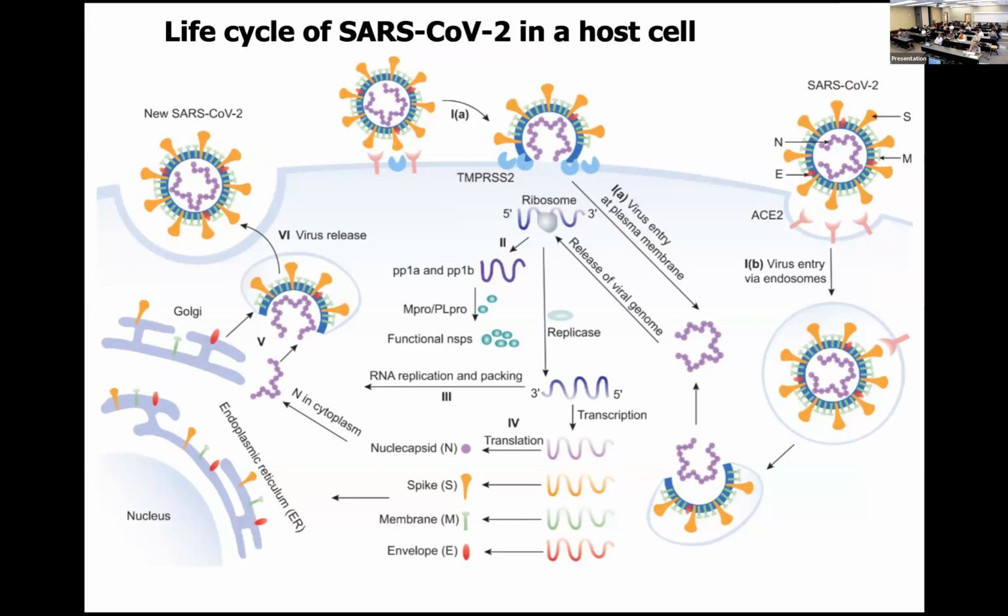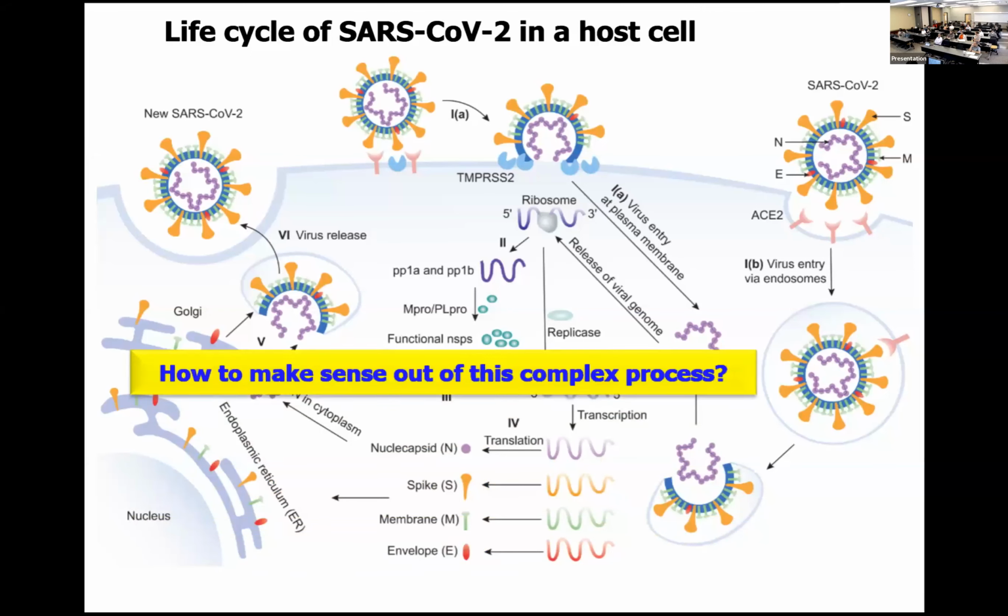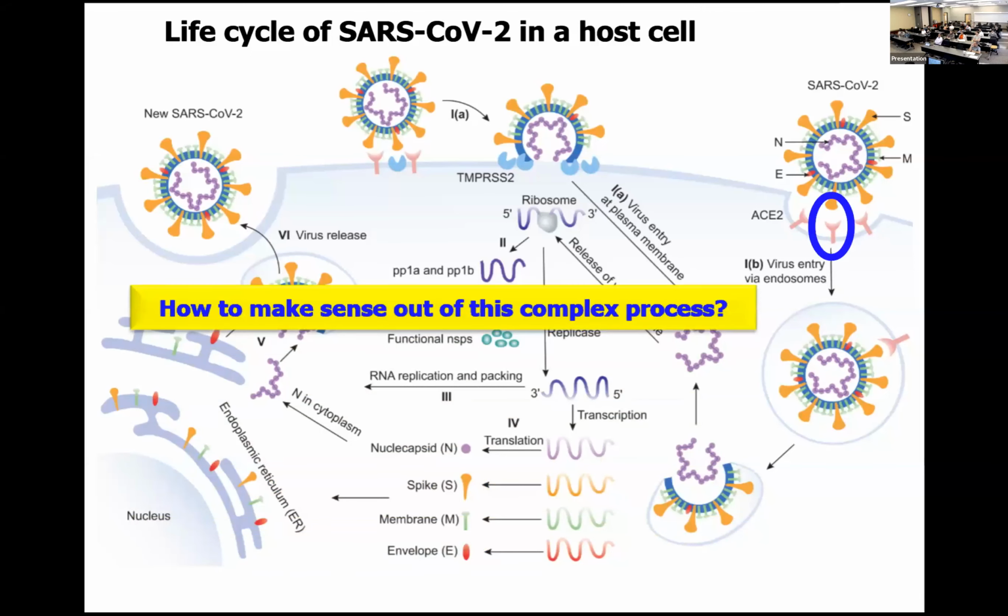But on the other hand, it's simple. This virus just wants to assemble its material and come out of here to infect more people. That's what a virus wants to do, right? But this process is so complicated. So how can we make sense of that?